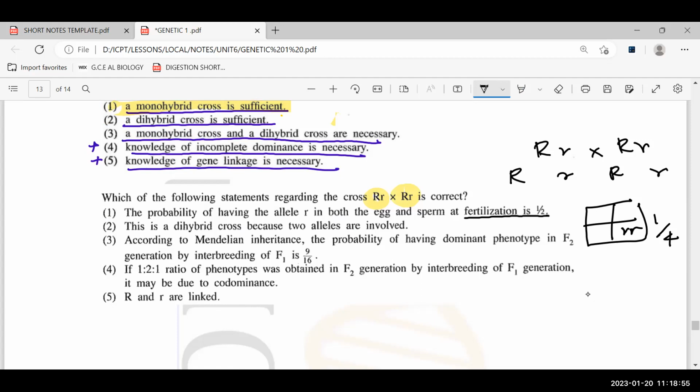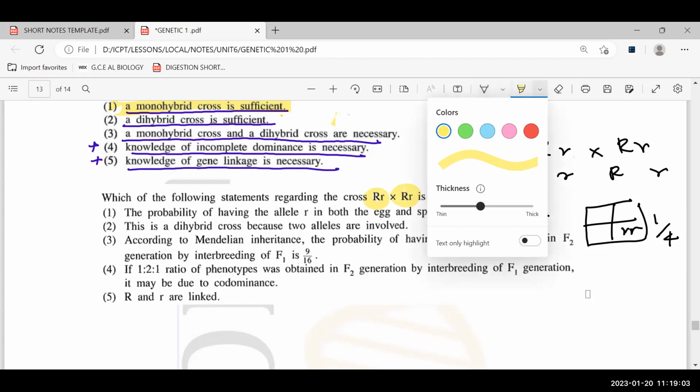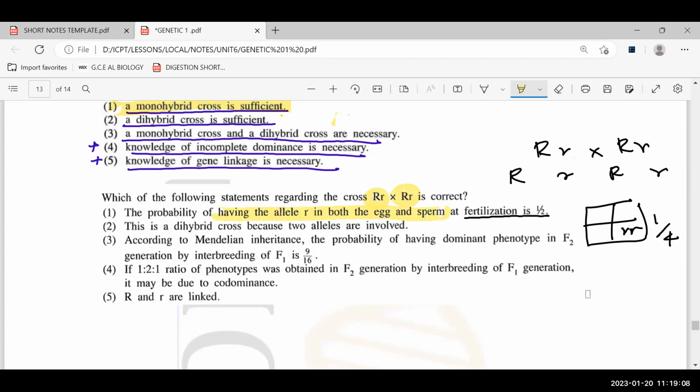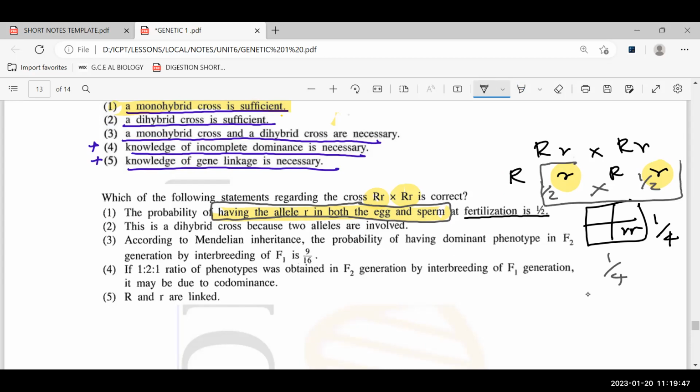Capital R, small r. No, I just addressed having the allele r in both the egg and sperm. So both should have this one. So again, it is half in this case and half in this case. So by the multiplication rule, it is 1/4. That's similar to what we discussed about the dice. We throw 2 dice and getting 1 and getting 1 is 1 out of 36. So having small r and also having small r is half and half, it's 1/4. Yes. It's just a multiplication rule.